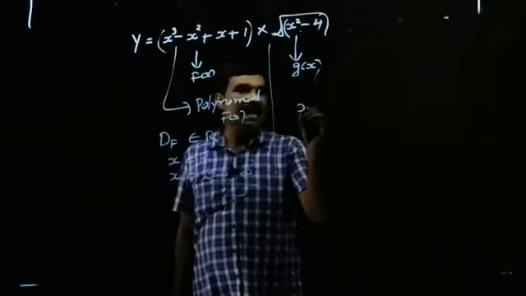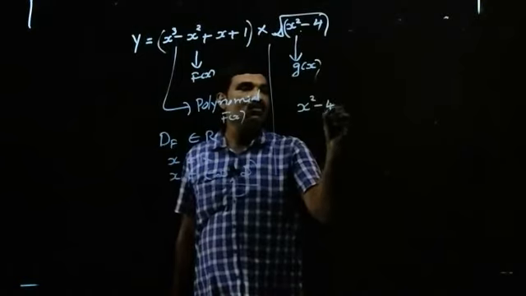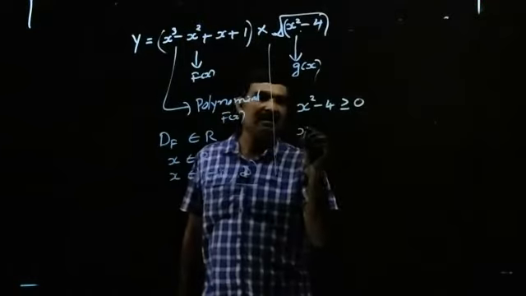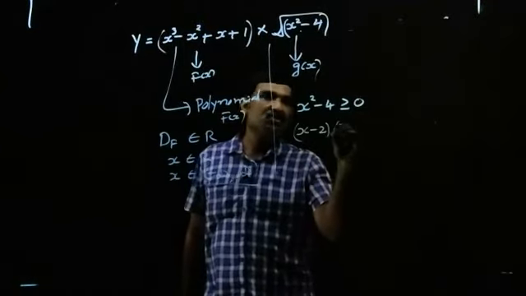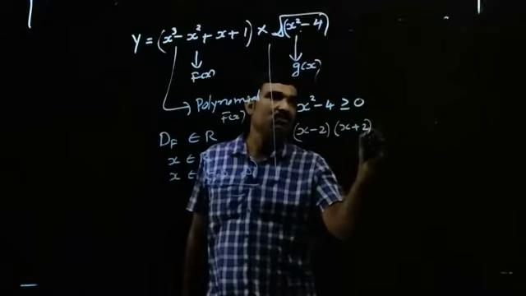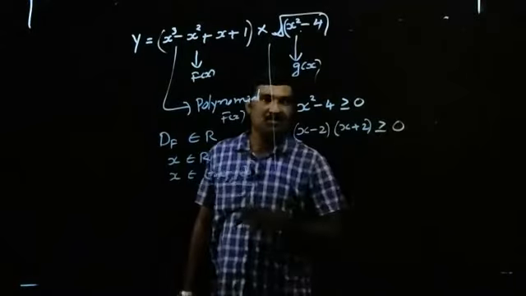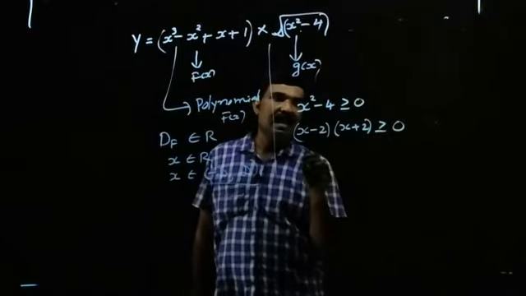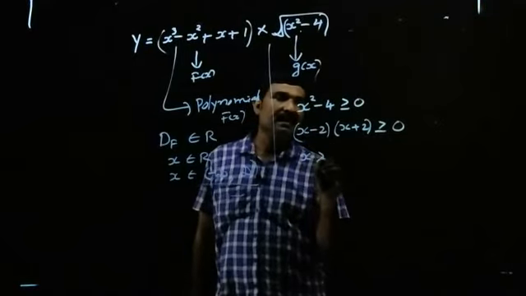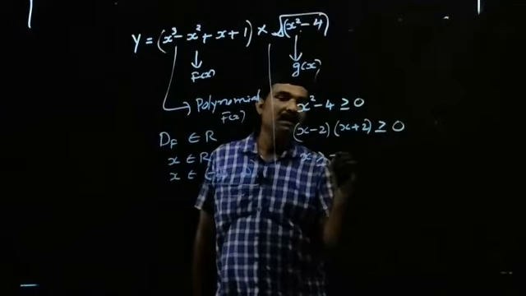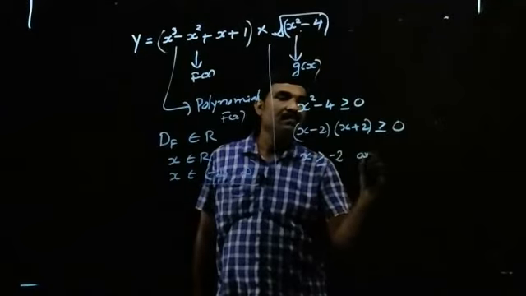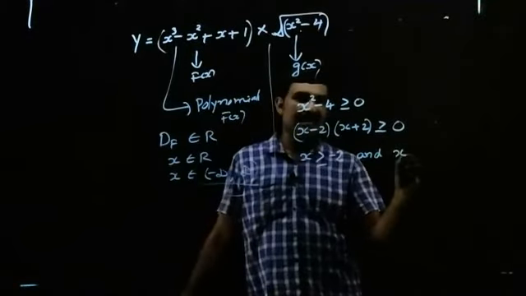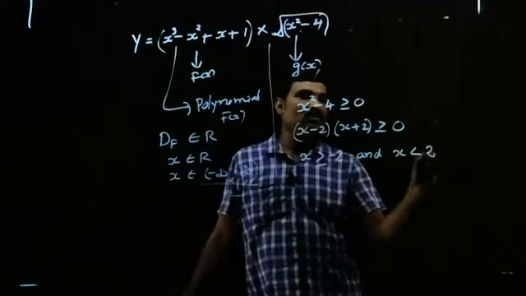So we can say x square minus 4 greater than or equal to 0. Now factorize this. We can write this as x minus 2 multiplied by x plus 2, that is greater than or equal to 0. Or solve this inequality. We can say x is greater than or equal to 2 or x is less than or equal to minus 2.